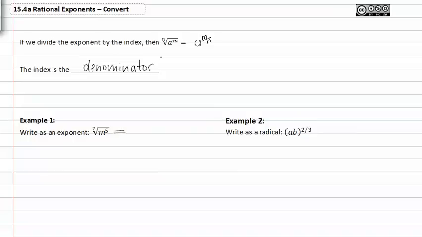In example one, we're asked to write as an exponent this radical. Since we know the base is m, and the exponent is 5, we know that we have to divide the exponent by the index, which is 7. So now we have a fractional exponent of 5/7.